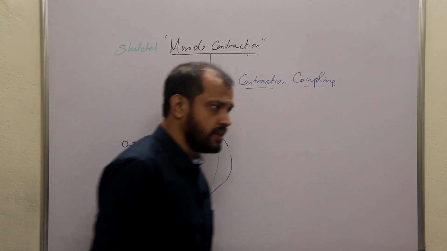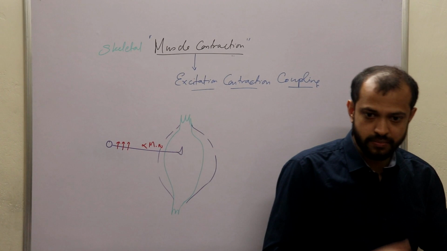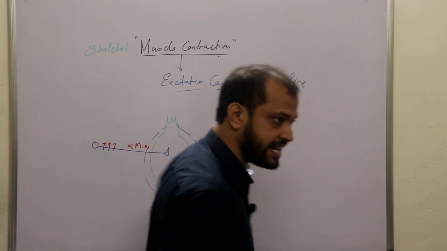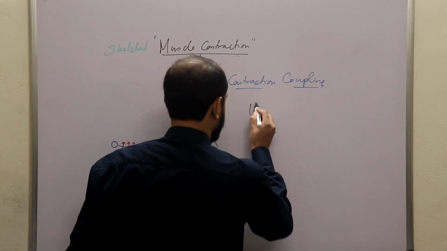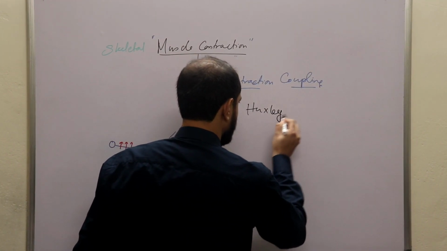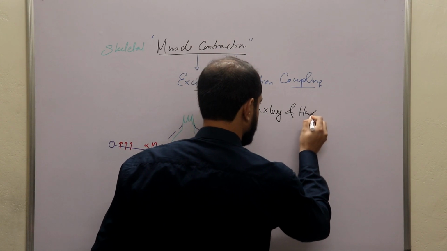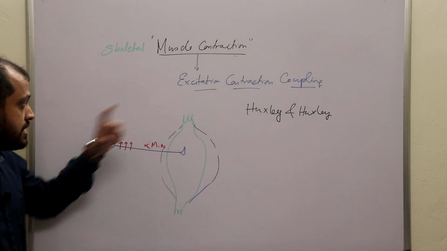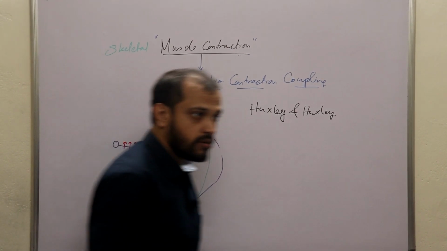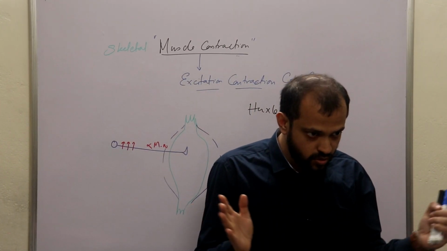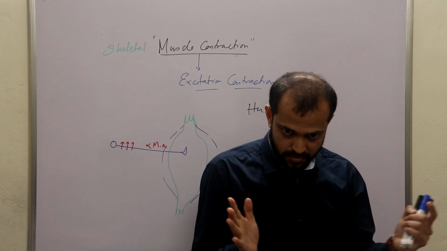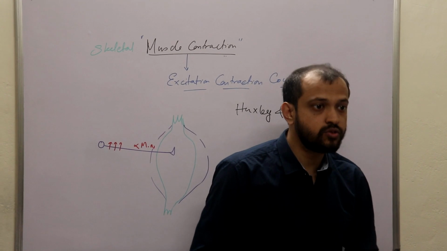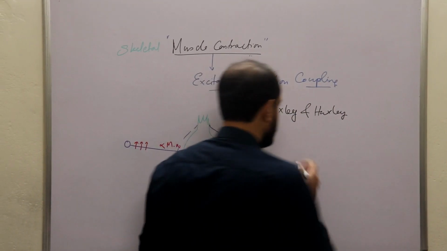Now listen. The first mechanistic approach towards the muscle contractile theory was provided by two scientists known by the name of Huxley and Huxley. What they said is that whenever muscle contraction occurs, the Z lines come closer. That means the sarcomere of the muscle shortens. This is known by the name of sliding filament theory.